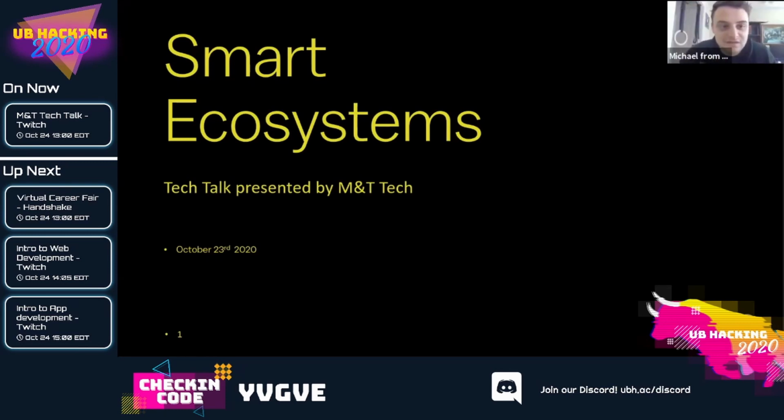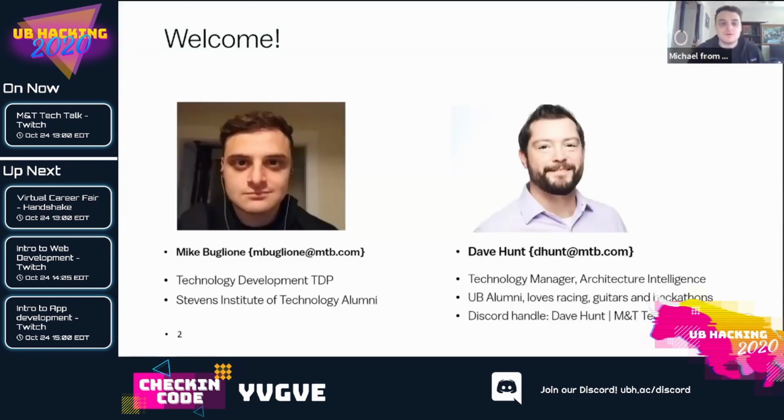So smart cities, smart ecosystems. This is a tech talk presented by M&T Bank. Let's jump into it. Welcome. I'm Michael Bouillon. I'm a TDP in the Technology Development Program at M&T Bank. That's a 2-year rotational program. It's really great. You guys should check it out, especially if you're a senior in college. I am an alumni from Stevens Institute of Technology.